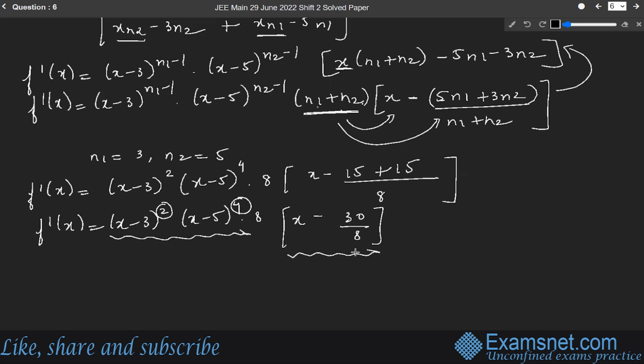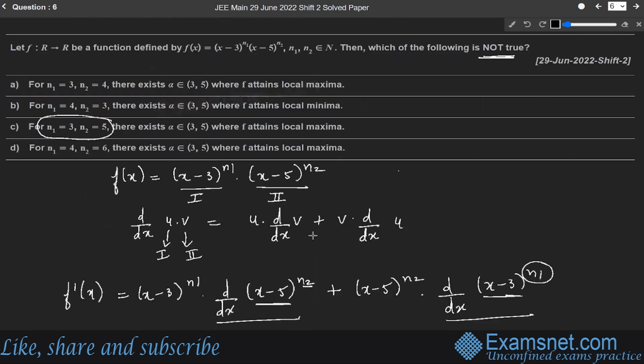So it is very clear that x is equal to 30 by 8 is the point of minima, right? Because in these terms we do not get any point because the powers are even. We do not get any point for the correlation, right? So the remaining portion is x minus 30 by 8. You can see that at x equal to 30 by 8, we have the minima. But let us check option C again. Option C says that f attains local maxima, but actually we are getting the value for minima, right? It means that there is only a single critical point for the derivative of f of x.